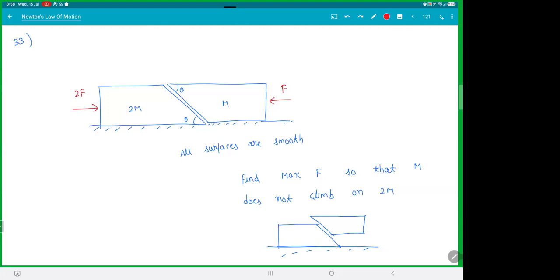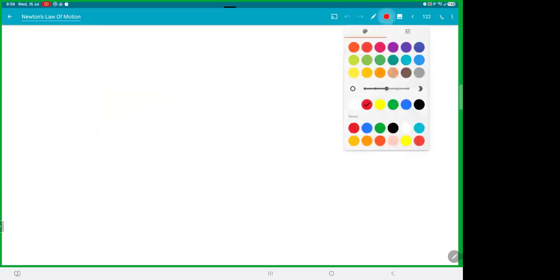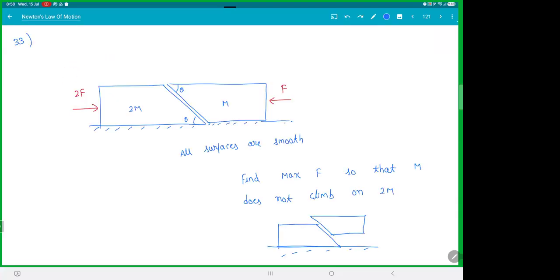mg. I don't remember the answer, but let's see. 3 by 4 mg tan theta. You have mg by sine theta cos theta. You have two different answers. So step 1, draw the free body diagram. I'll draw for them both separately, or you can take them together. It doesn't matter, however you want. So I'll first take them together.